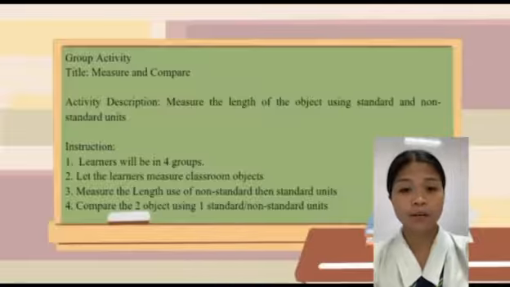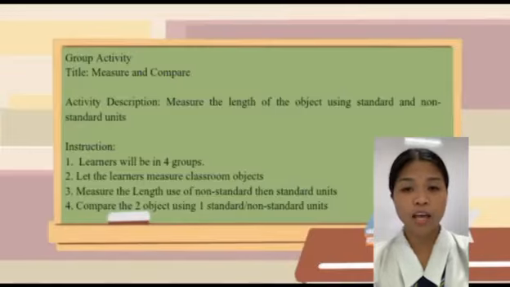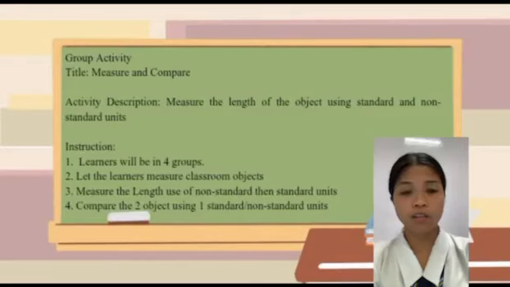So standard units, for example, are a measuring tape, a ruler, and others. And the non-standard units are, for example, handspan, cubit, and paper clips. So what the learners are going to do is they will be divided into 4 groups. Since this is a group activity, you as a teacher will ask the learners to measure classroom objects.